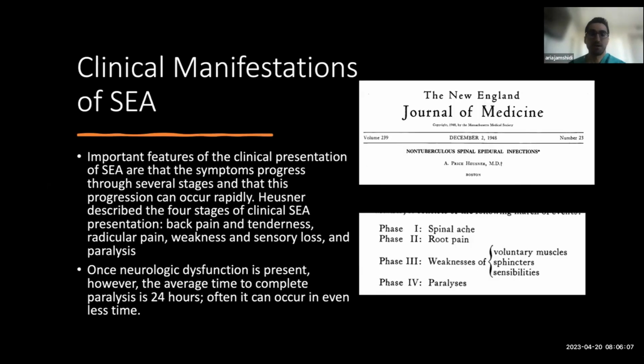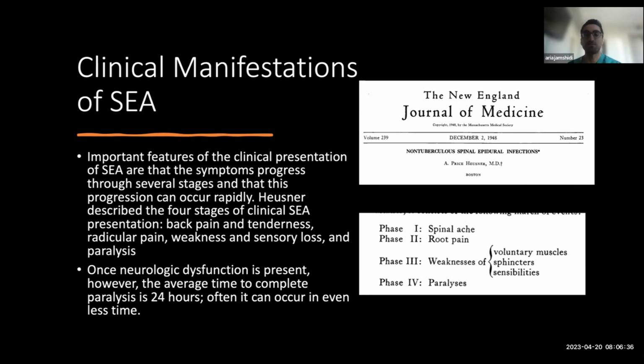In terms of the clinical manifestations of spinal epidural abscess, again, this is from Huesner's landmark paper in 1948. He described 4 phases or stages of spinal epidural abscess in terms of how patients can progress if they're not caught in time. So typically patients initially present with what he called spinal ache or pain, obviously just back or neck pain or thoracic pain, which can then progress to root pain.